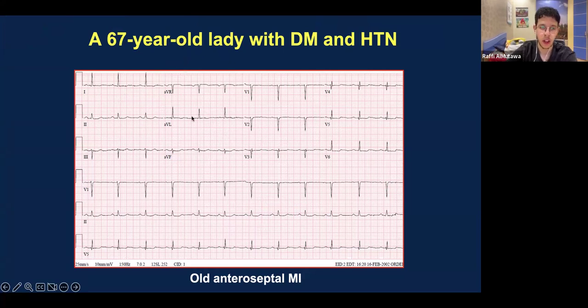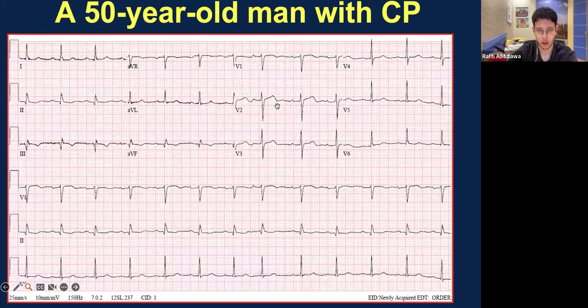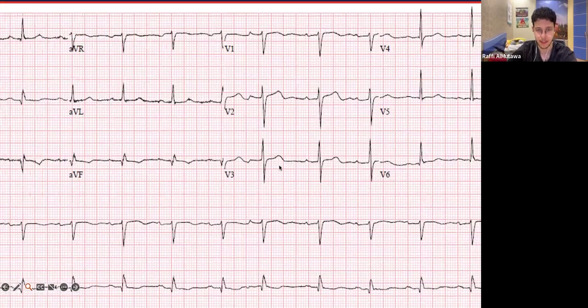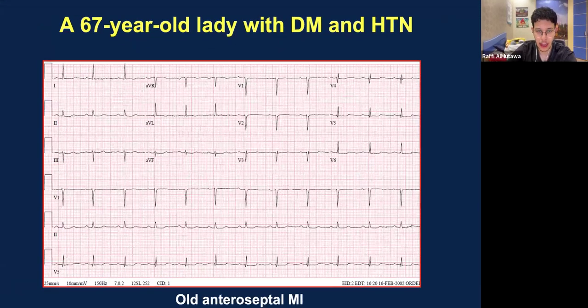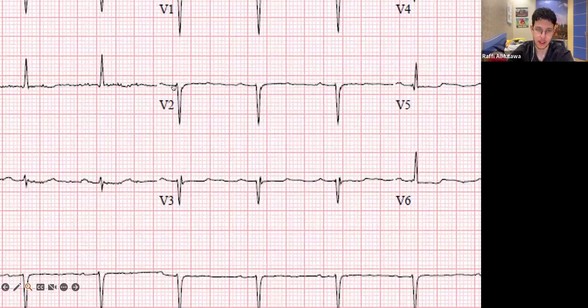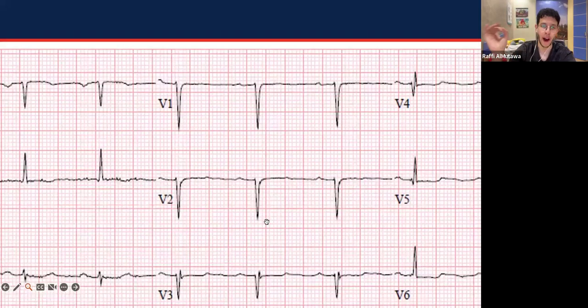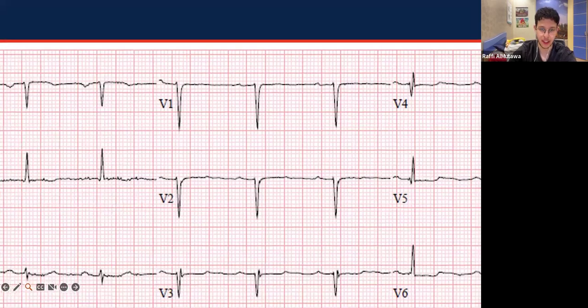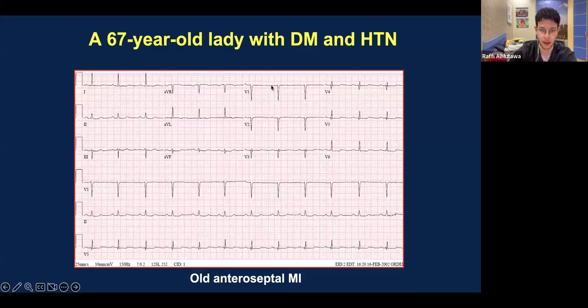How would I know? They'll usually give you the case, for example, someone who is diabetic hypertensive. If you see these deep Q waves, this deep Q over here, this should make you think old MI. If you see this picture over here, old MI. That's what you should think. Diabetes and hypertension can be a buzzword for old MI.